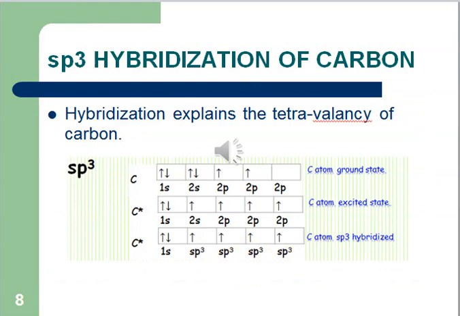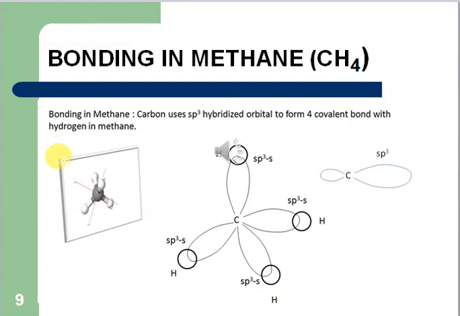So let's check an example here. Here we have methane. Carbon uses its sp3 hybridization. These are the 4 sp3 hybrid orbitals, shown in light gray. All of these orbitals are of exactly the same length, and the bond angle between each of these orbitals is 109.5. So this is 109.5, this is 109.5, this is 109.5. Each one is exactly the same.